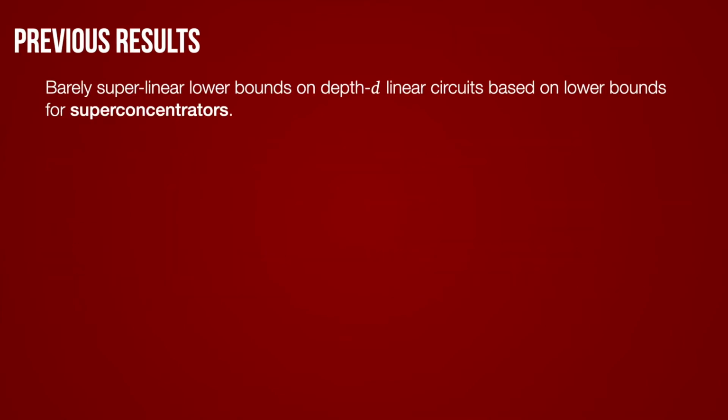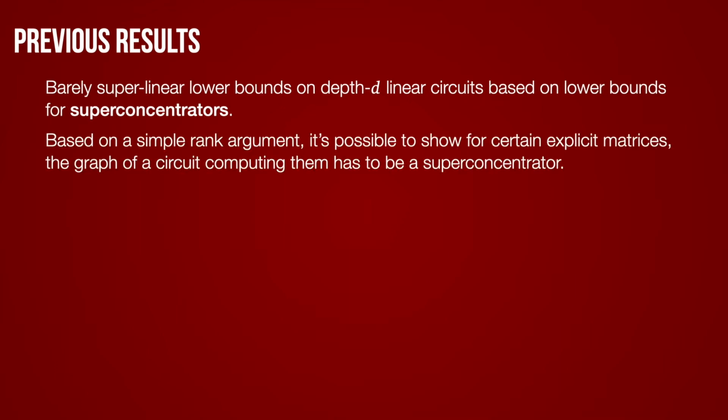So now I'm going to tell you what is known about lower bounds for depth 2 linear circuits or depth d linear circuits. Well, the good news is that there are known superlinear lower bounds, but they are only barely superlinear. They are all based on lower bounds on the number of edges in a certain class of graphs called superconcentrators. So I will not define what a superconcentrator is. There are certain graphs with very good connectivity properties, but it is very easy to show using some simple rank argument that for some explicit matrices, the graph of every circuit computing them must be a superconcentrator.